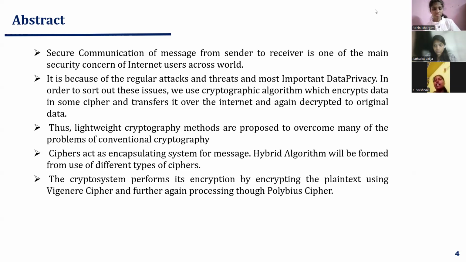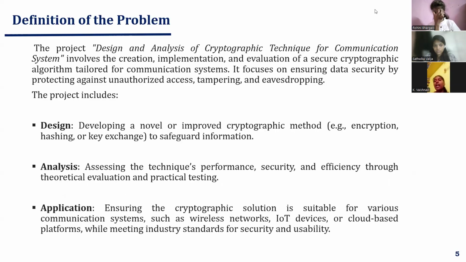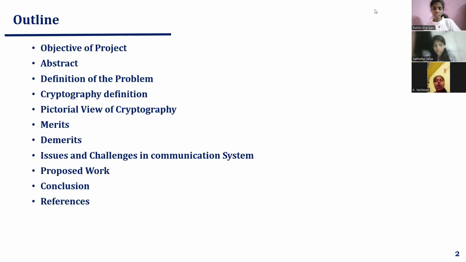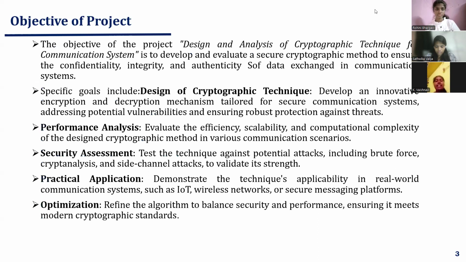Ciphers act as an encapsulating system for the message. A hybrid algorithm will be formed using different types of ciphers. The cryptosystem performs encryption on the plain text with the Vigenere cipher, and further processing through the Polybius cipher. The combination of the Vigenere cipher and Polybius cipher creates a new hybrid algorithm, and the total project deals with that algorithm only.